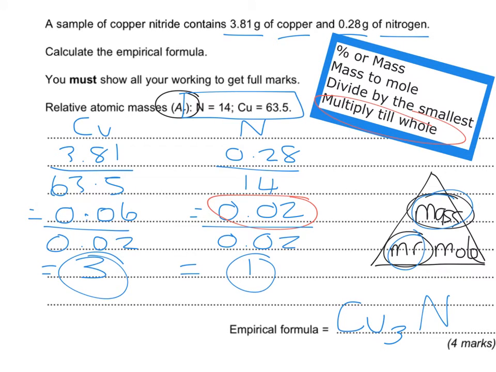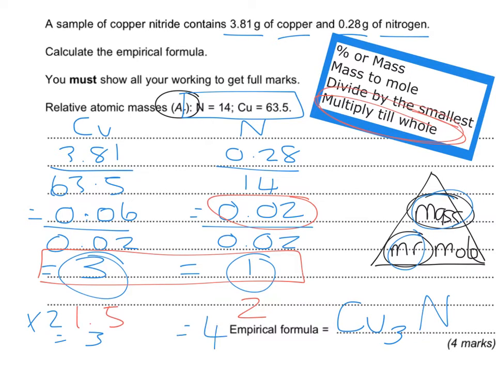Now let's just say in the exam question, when you got down to this stage by dividing by the smallest, you come out with two numbers like 1.5 and 2, obviously that last part, the multiply till whole, would have to be done because the empirical formula is the whole number ratio. So you just multiply to get into a whole number by 2, so that would come out as 3 and that would come out as 4. So just be aware of that last little step. And in the exam, they usually give it to you as 0.5s, so it's always times by 2.